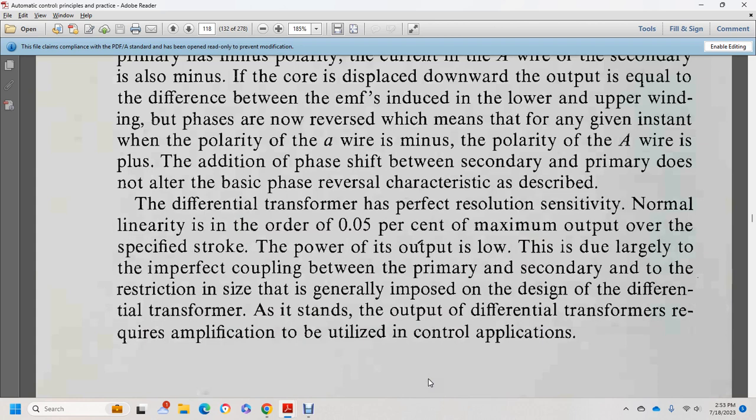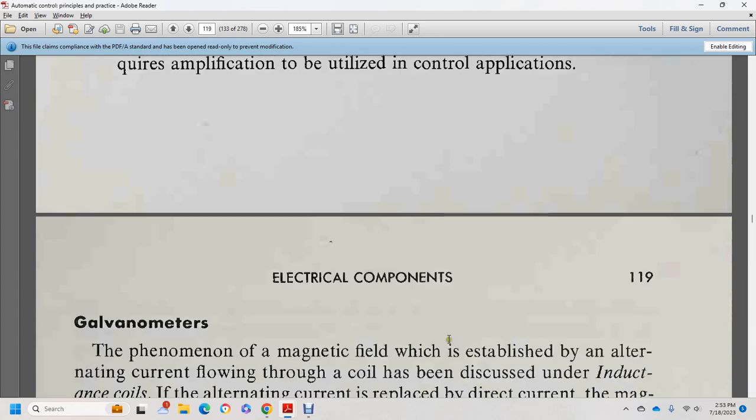The differential transformer has perfect resolution, with linearity within 5/10 of a percent of the maximum output over the specified stroke. The power of the output is low, due largely to the imperfect coupling between the primary and secondary, with restrictions generally imposed by the design. The output of the differential transformer requires amplification to be utilized in control applications.